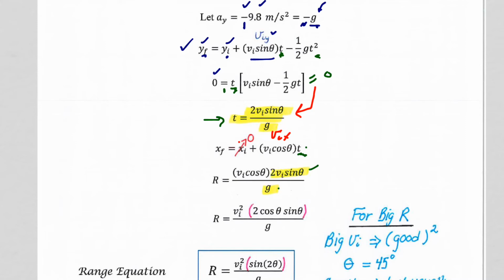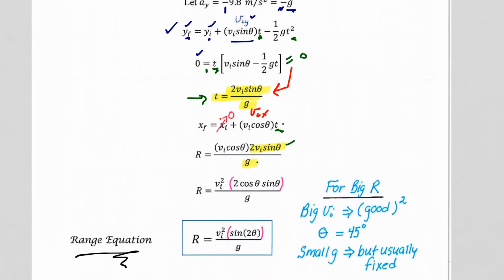And now we are done with the one exception of having the very insightful result that 2 cosine theta sine theta fits our double angle formula from trigonometry, sine 2 theta. So we get the range, right? x final is the distance that it goes. I'm plugging in R for x final now, the range. The range equals the initial speed squared times sine 2 theta over g.